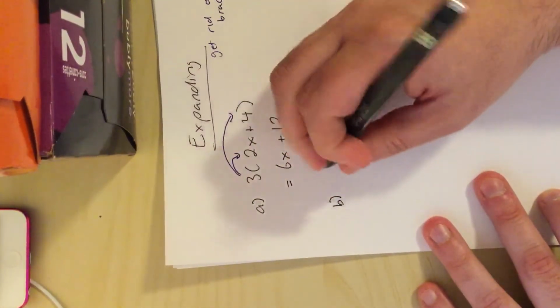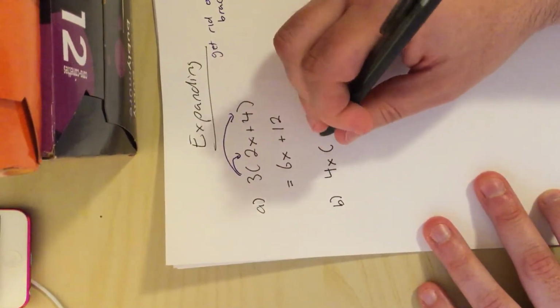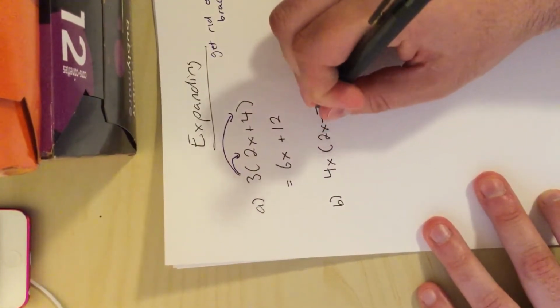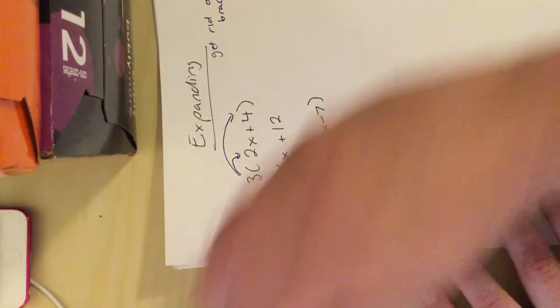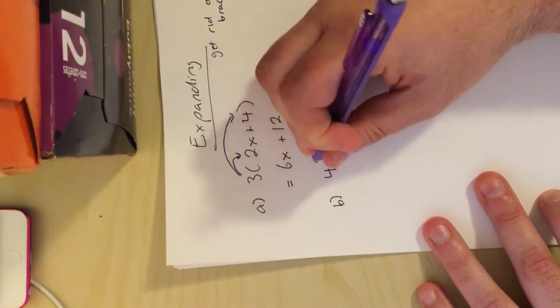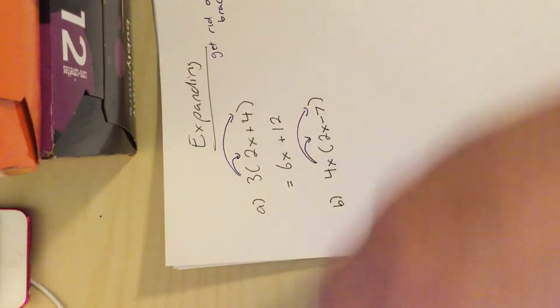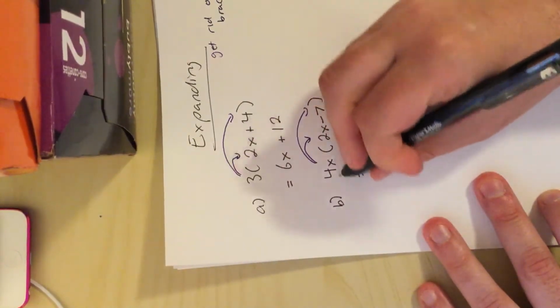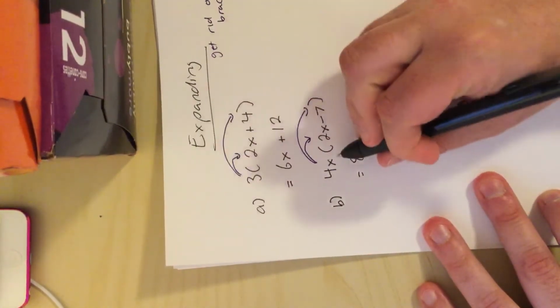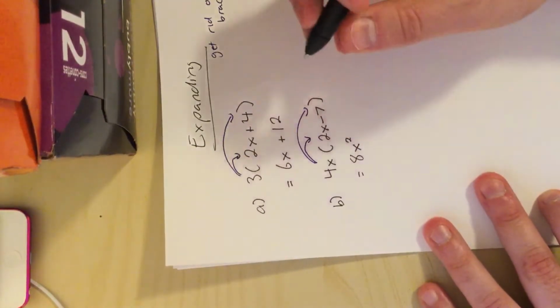We'll do another one of review. This one's going to be a little bit different. 4x times 2x minus 7. So we have something in front multiplied by the bracket. And again, we're going to multiply it in once per term. And it's going to give us 4x times 2x. So 4 times 2 is 8. X times x is x squared.